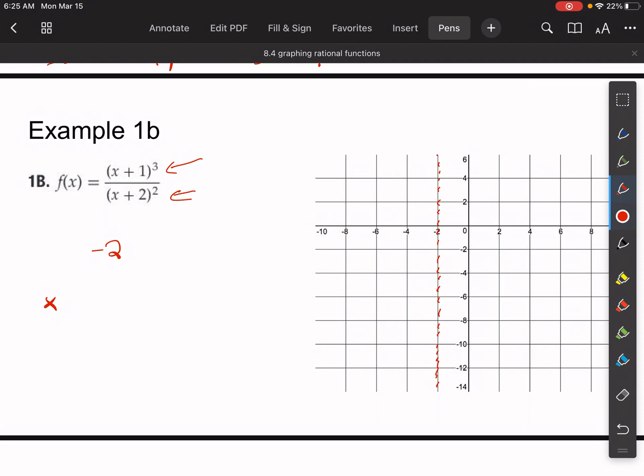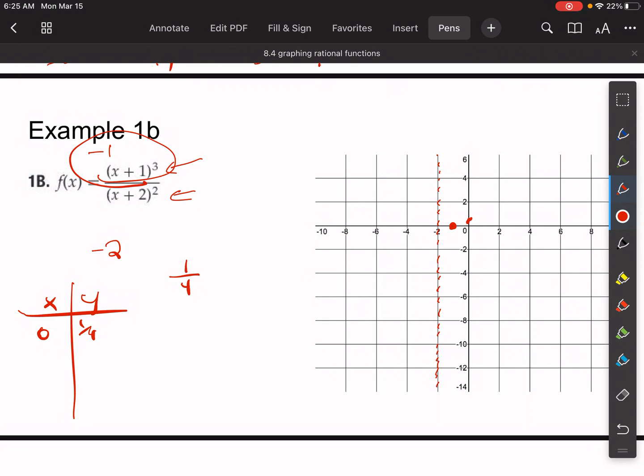So, by the way, we know that a 0 occurs at -1, correct? At -1, we have a 0. And the reason I know that is because if I plug a -1 into the numerator, it goes to 0. All right, so let's look at some of these. Let's plug a 0 in. If I plug a 0 in, I'm left with 1 over 2 squared. So 1 cubed is 1. 2 squared is 4. So at 0, I'm at 1/4. So I'm somewhere in there.